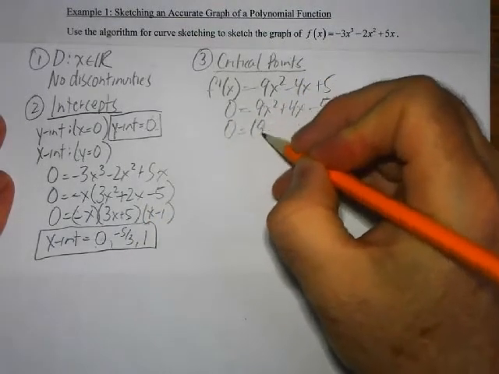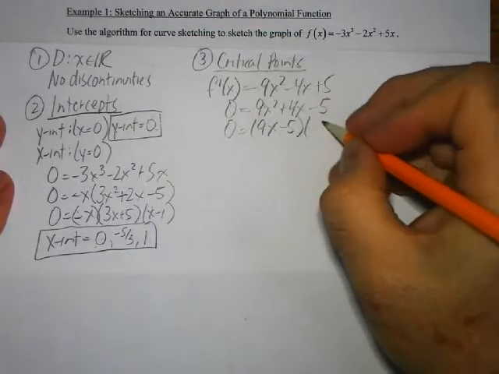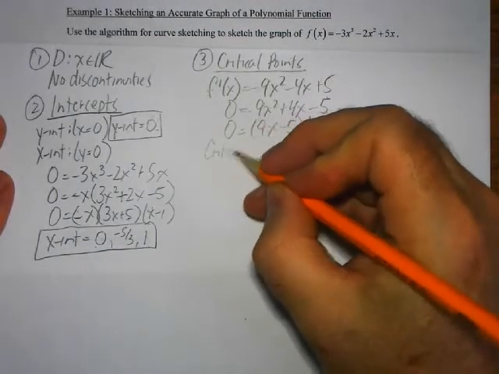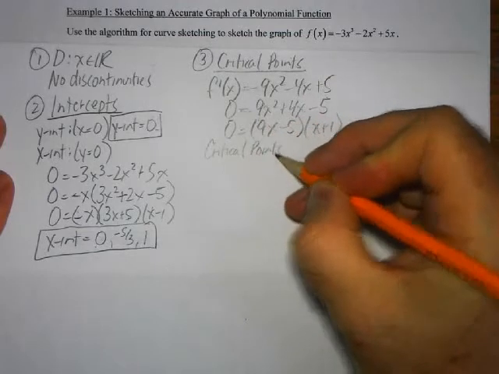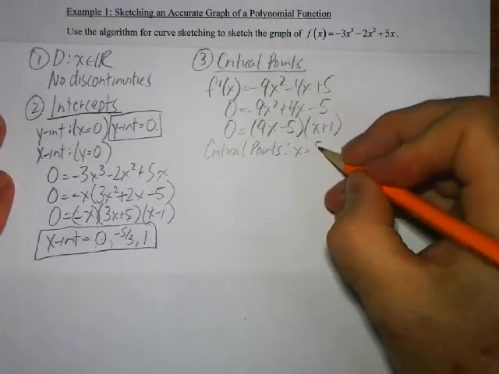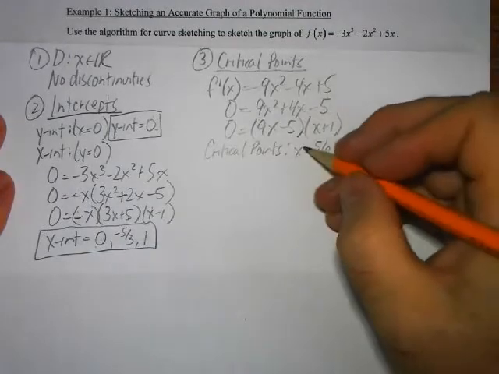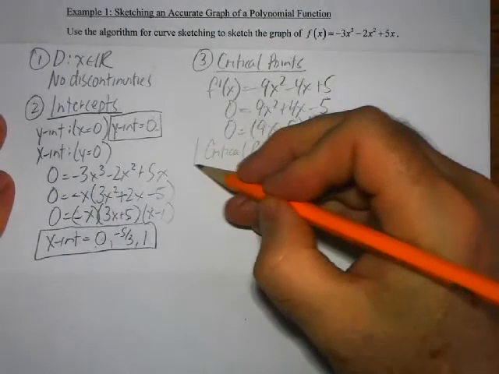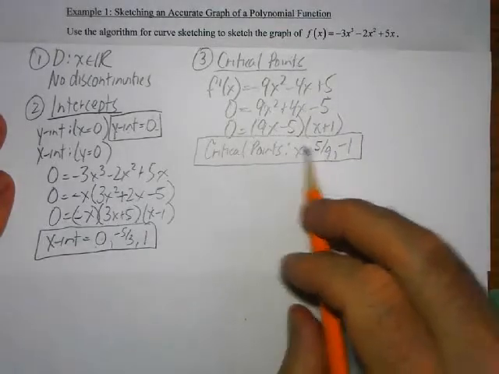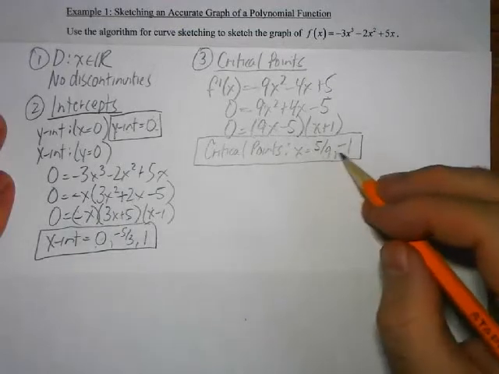And when we factor that, we get 9x minus 5 and x plus 1. And that means we have critical points at x equals 5/9 and -1. Now, for the point of the graphing, it's not a horrible idea if you round to the nearest decimal, like the tenth position.